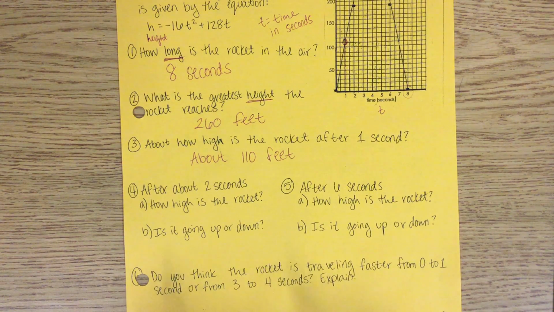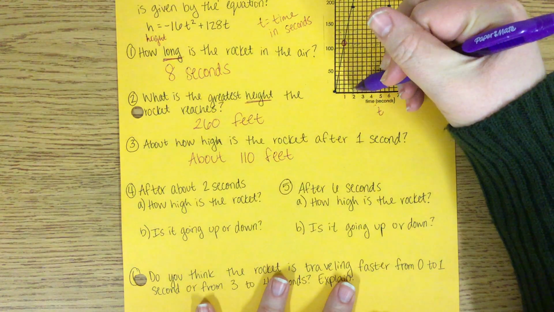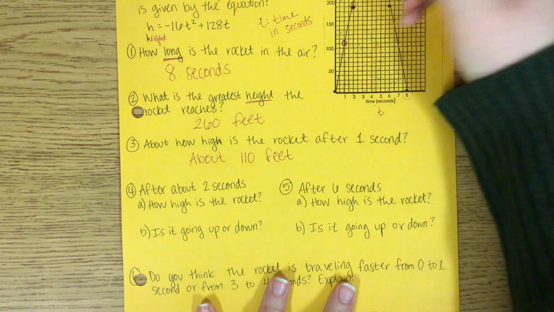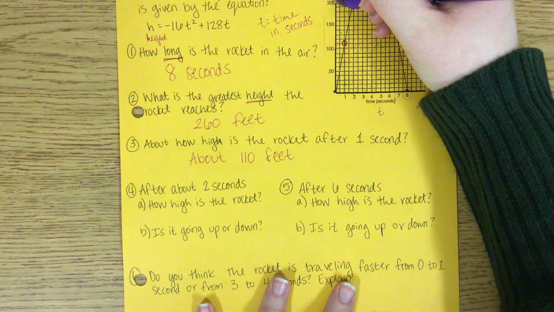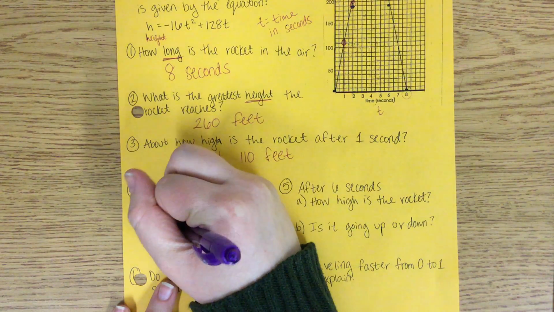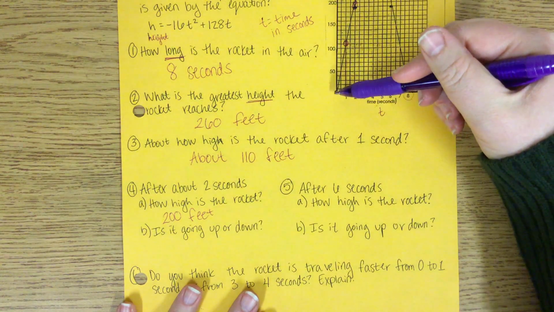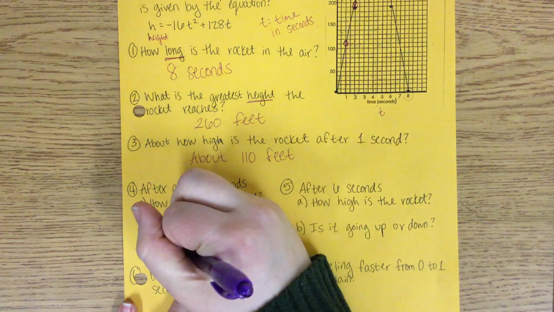Numbers 4 and 5 are pretty similar. 4, after about 2 seconds, A, how high is the rocket? And B, is it going up or down? So at 2 seconds, I'm going to follow that up. Actually it looks like it's more here, right at about 200 feet. And is it going up or down? Well, at this point, my rocket is still going up. It has not stopped going up yet, so it is going up.